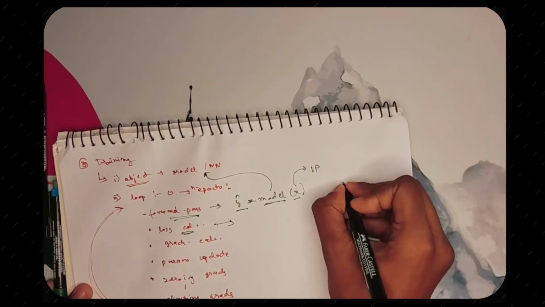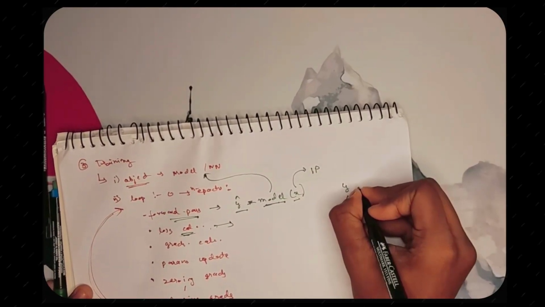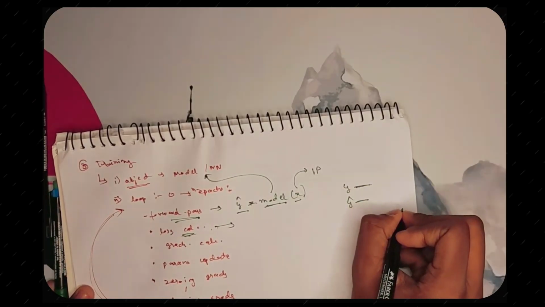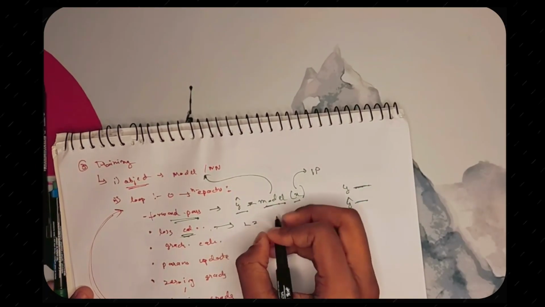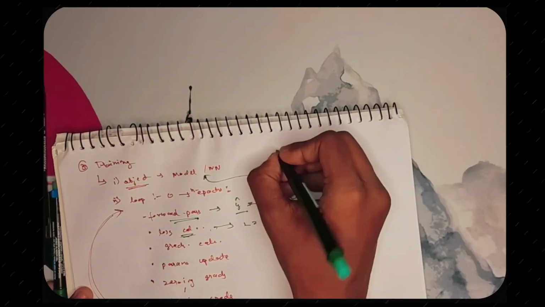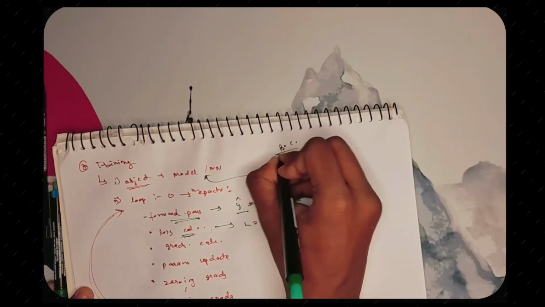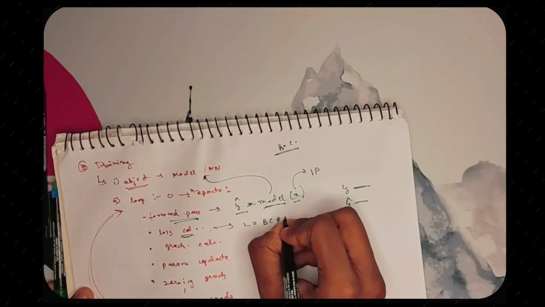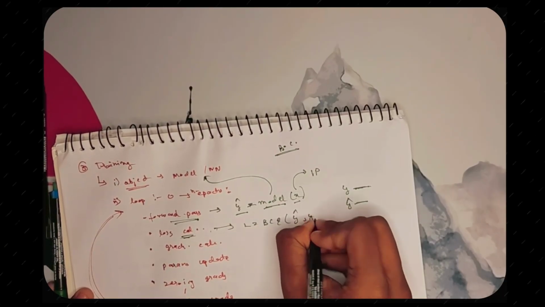And next we do loss calculation. So we have our y and we have our y hat. What is y? It's our actual output, and y hat is our predicted output. So we calculate the loss using our loss function. Suppose this is a binary classification problem. So we have the binary cross entropy loss function, and to that we pass our y hat and y.